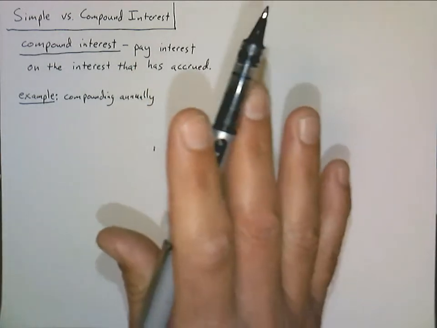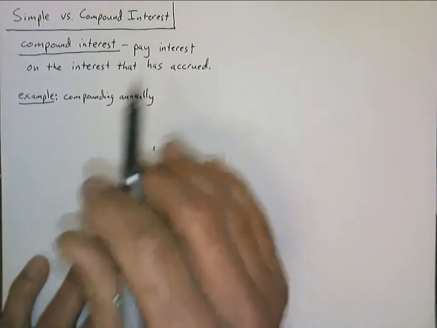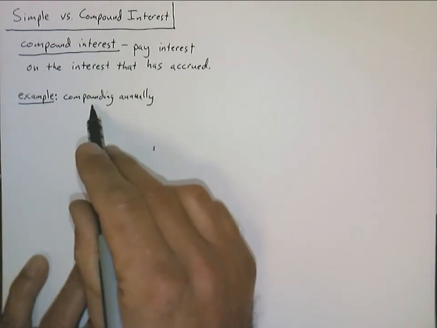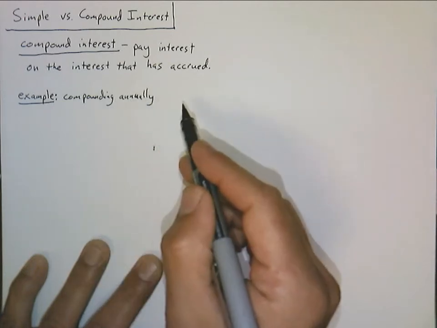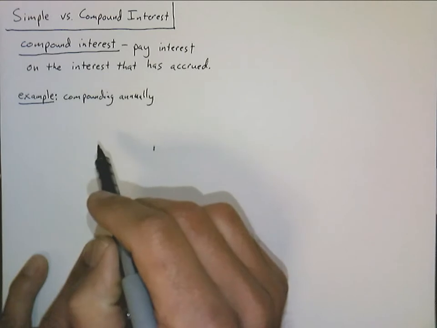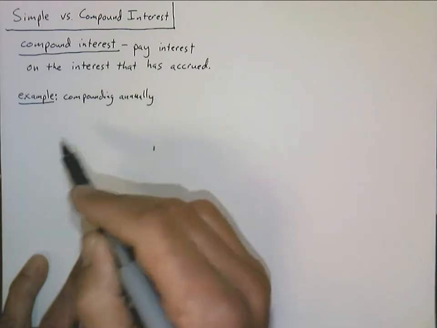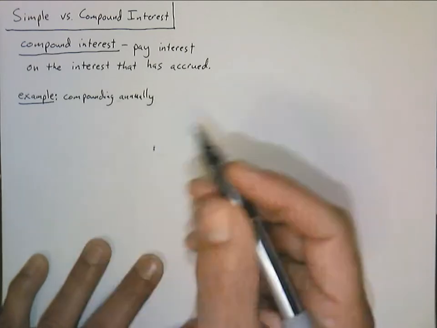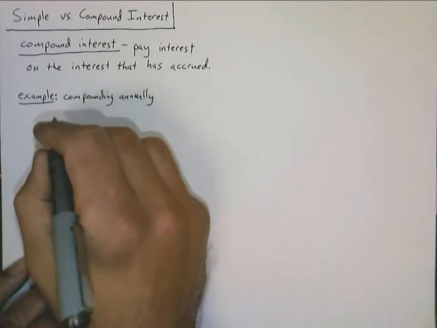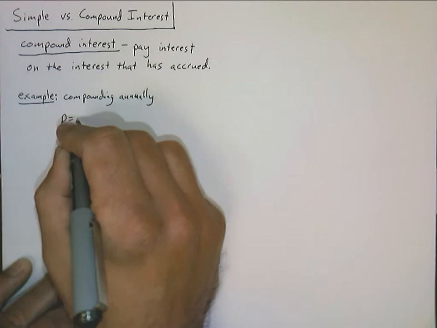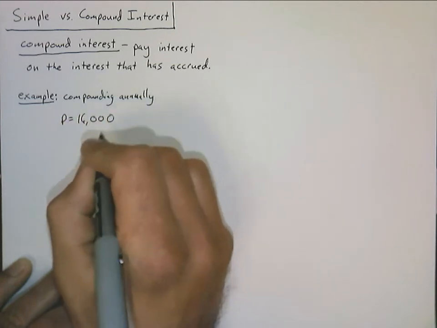So let's just work through an example here where we're going to compound the interest annually. Meaning, each year, you're going to take the interest that is accrued, roll that back into the principal, and charge you interest on that new amount. So using the exact same problem, we're purchasing a $16,000 car. So our principal is $16,000.